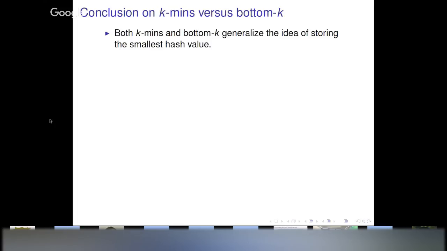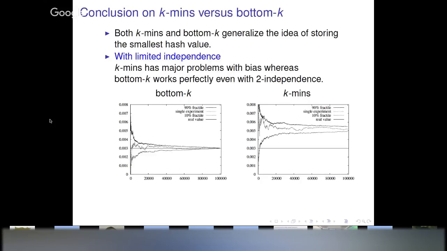So both K-mins and bottom K generalize exactly the same idea of storing the smallest hash value. With limited independence, it makes a huge difference. To analyze it is really just the union bound in this case. And the other point here is that with simple hash functions, that's all you can do. The only thing you have is basically just union bounds, the linearity of expectation, maybe a second moment bound, but that's really it, some variance stuff, right? But that's all you have. So you somehow have to be able to understand your problem that way, otherwise you can give up.